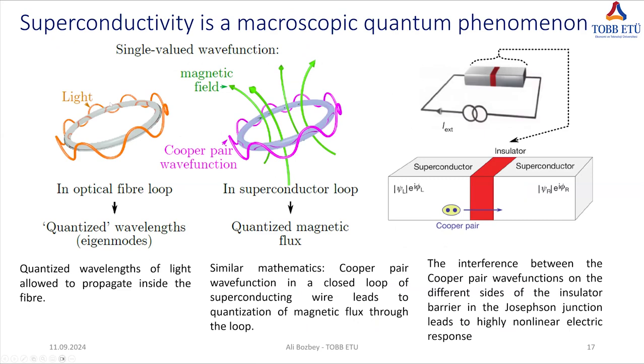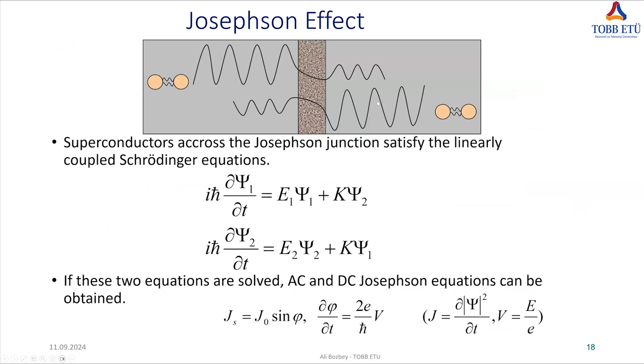We can make an analogy in photonics. In an optical fiber loop, only quantized wavelengths are allowed to propagate inside the fiber. In the same way, in the superconducting loop, quantized magnetic flux can penetrate. And another Nobel Prize was given for the discovery of the Josephson effect. It was discovered by Brian Josephson during his PhD studies, and he is among the youngest persons to get a Nobel Prize, at the age of 26.